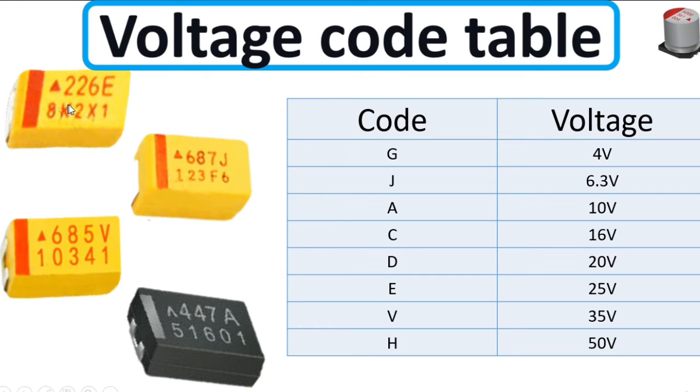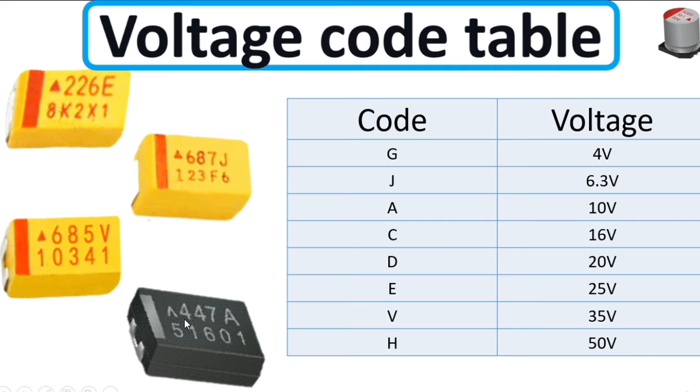So for this, for example, we have 226 A. This 226 means microfarad, and A here means 25 volt. For this capacitor, 687 microfarad J, so J means 6.3 volt. So we have 685 V. V means 35 volts. So the characteristics of this capacitor are 685 microfarad and 35 volts.